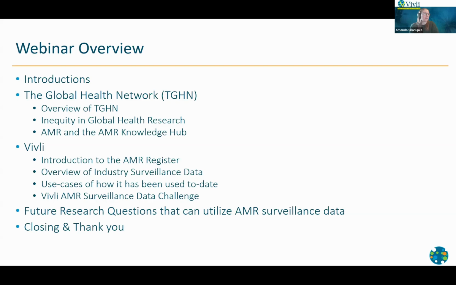And after we hear from the TGHN and Vivli, we'll then link together both of those concepts to try and address and determine future research questions that can utilize AMR surveillance data. And then after that discussion, we'll have a closing and thank you.